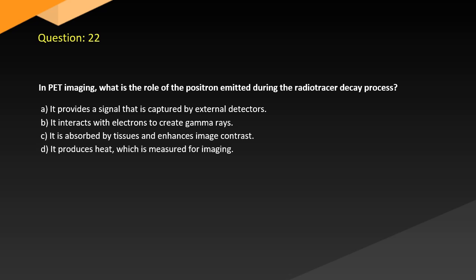Question 22. In PET imaging, what is the role of the positron emitted during the radiotracer decay process? A. It provides a signal that is captured by external detectors. B. It interacts with electrons to create gamma rays. C. It is absorbed by tissues and enhances image contrast. D. It produces heat, which is measured for imaging.